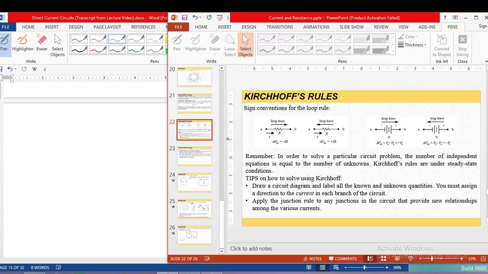So, please internalize all of these sign conventions. Now, in order to solve a particular circuit problem using Kirchhoff's rule, you have to make sure that the number of independent equations is equal to the number of unknowns. So, ato na ni siyang makarelate na tani kung mag-solve na to problems involving Kirchhoff's law.